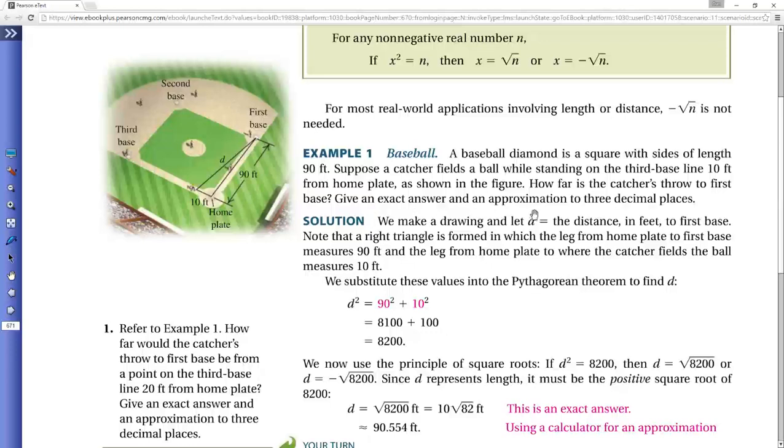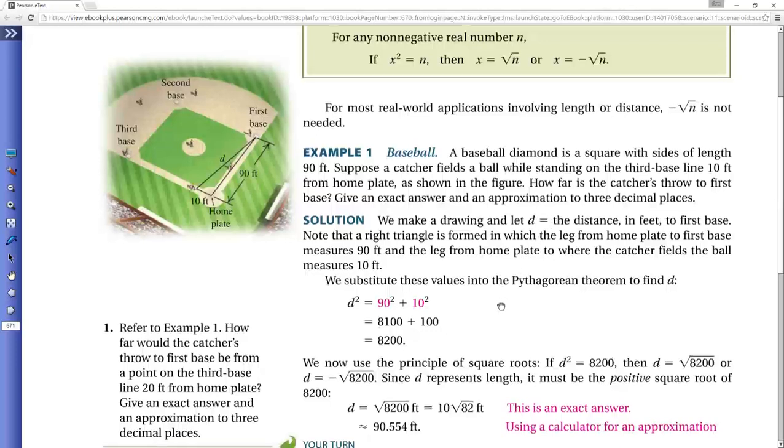Well, suppose a catcher fields a ball while standing on the third baseline 10 feet from home plate, as shown in this figure. How far is the catcher's throw to first base? They're going to ask us to give the exact answer and an approximation to 3 decimal places. Well, the solution is to draw a picture, and almost always in any kind of math, if you can draw a picture, draw a picture. The goal in this case is to find where this right triangle occurs and what the sides are.